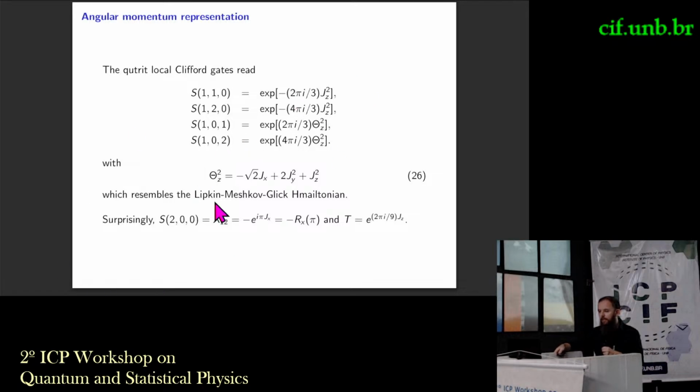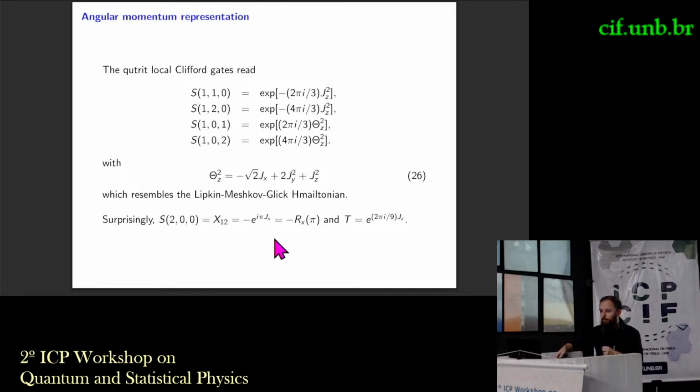And the qutrit Clifford gates are kind of a squeezing, like Gaussian stuff, okay, on these operators, except for this Clifford gate, which is that permutation gate from before.